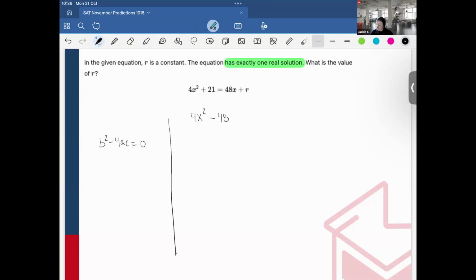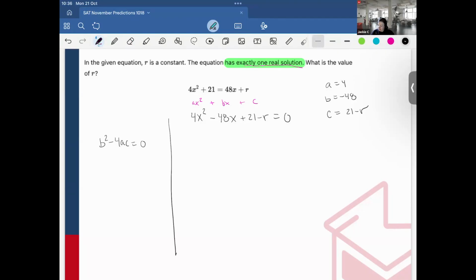in terms of 0. So set it equal to 0, plus 21 minus r equals 0. And then a friendly reminder for those of you a little rusty, ax squared plus bx plus c. I know that a is equal to 4, b is equal to negative 48, and my c value is 21 minus r. I always know I'm dealing with the discriminant because I have exactly one real solution and an additional variable in addition to x. Those are tell-tale signs that you're dealing with the discriminant.